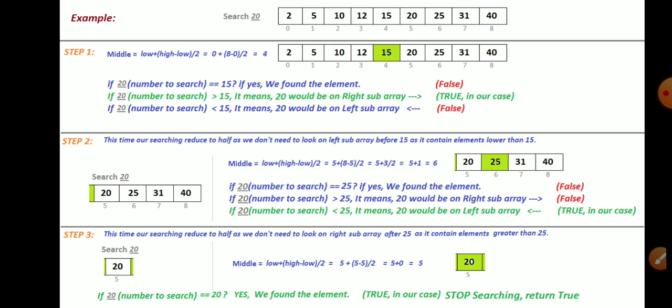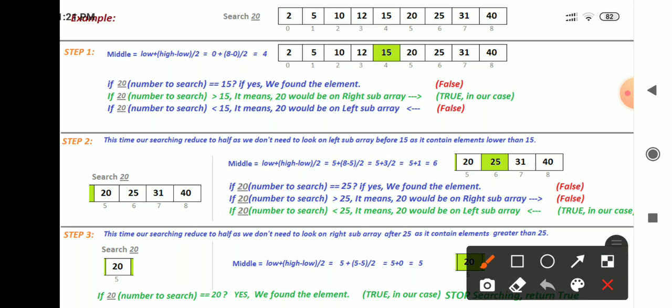So let's start with searching it. The first step is to find the middle. Here low is equal to 0 and high is equal to 8. Now, see, low is equal to 0, high is equal to 8, so we are going to find the mid. Mid is low plus high divided by 2, that is 4. So we got position 4 here.